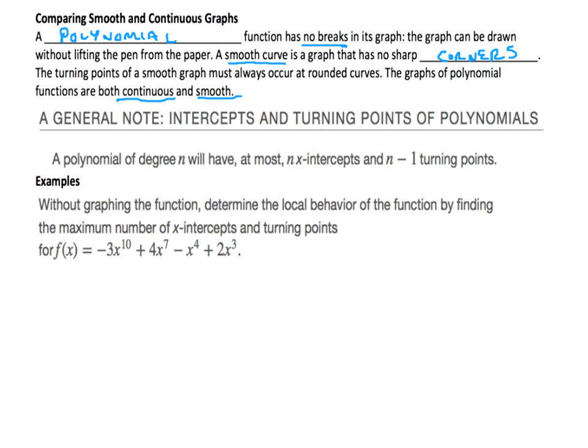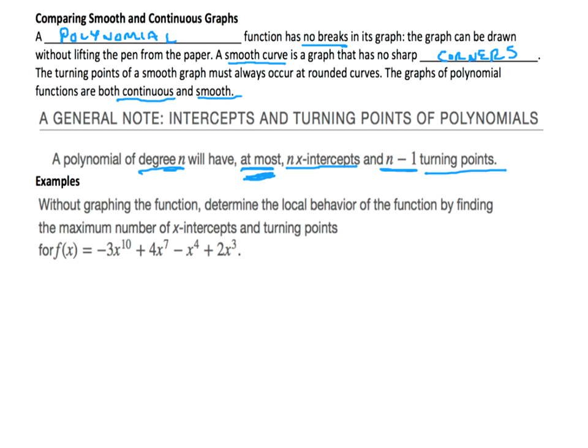Turning points. So the tops of the hills or the bottoms of the valleys where you're changing from increasing to decreasing or decreasing to increasing. We can know how many of those to expect because a polynomial of degree n will have at most n x-intercepts and n minus 1 turning points.